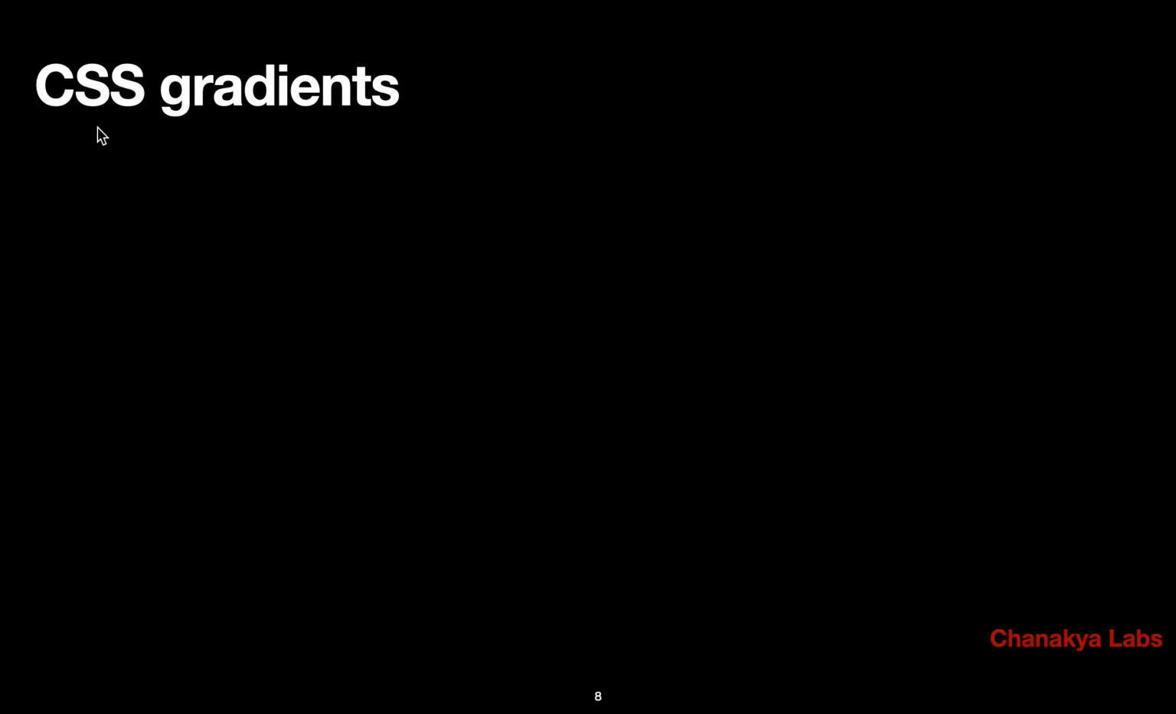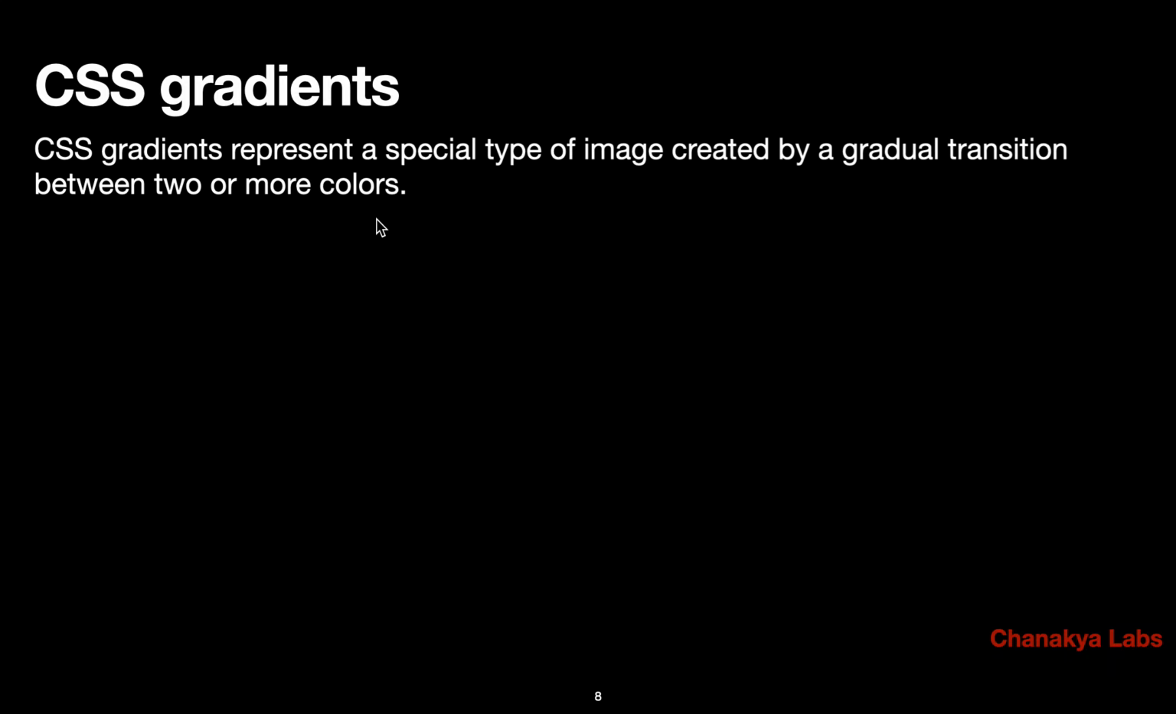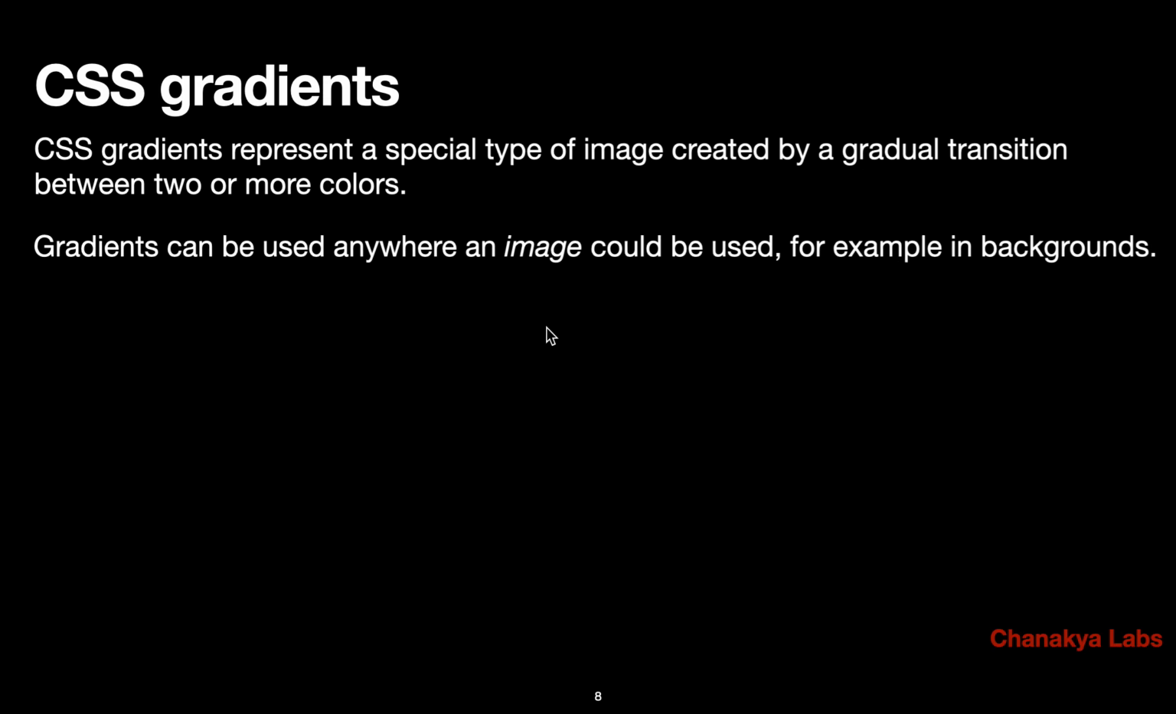Now let's look at something called CSS gradients. A CSS gradient represents a special type of image which is used for creating a gradual transition between two or more colors, and it is a form of image data type, which means that they can be used anywhere an image could be used in the backgrounds. So let me give you an example, first of all, where an image can be used in backgrounds.